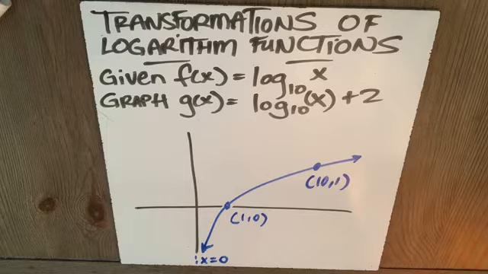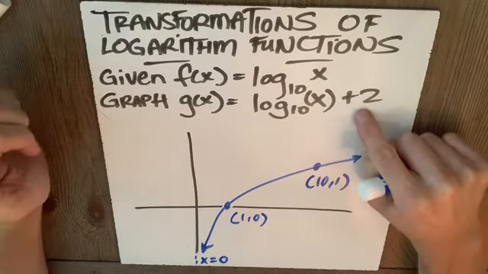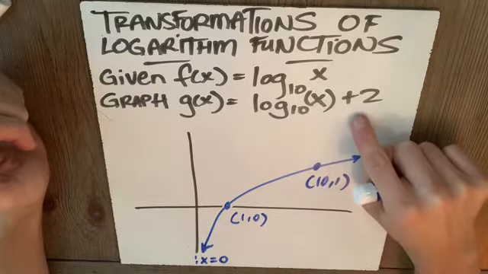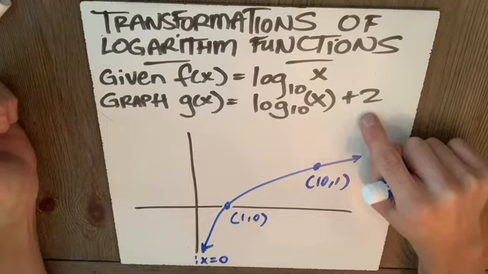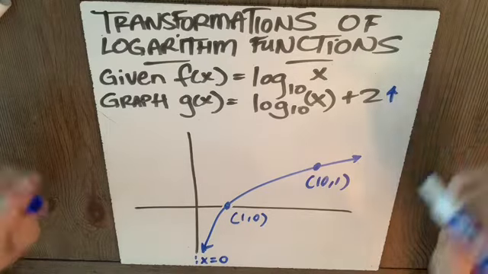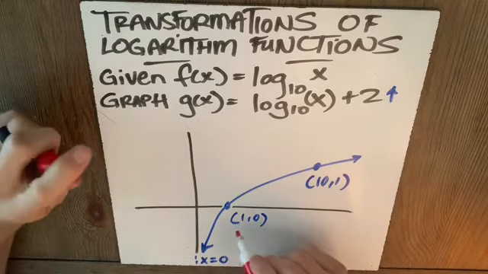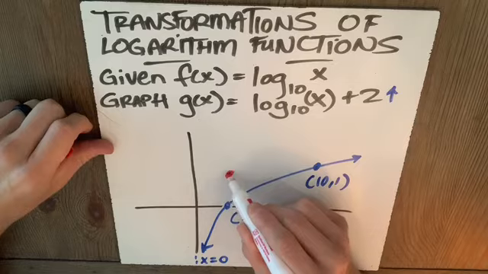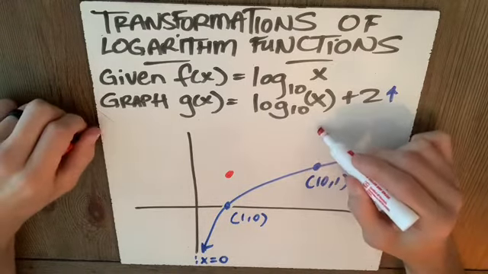vertical asymptote. Now, outside the parentheses affects the y. Notice what I do. I'll put a parentheses around my argument to remind myself this is outside of the parentheses. It affects the y. And it's exactly what I would expect. Plus 2 means we're going to move everything up 2. So my points now are 1, 0, of course, that's going to be 1, 2. And 10, 1 is now going to be 10, 3.